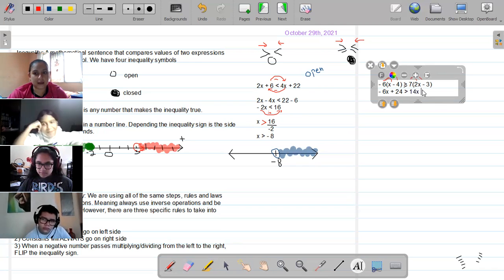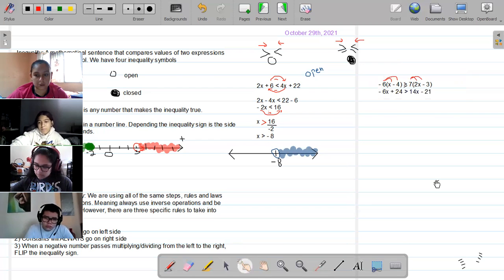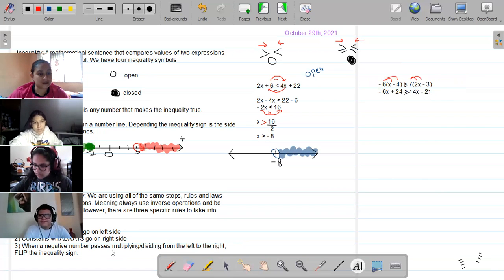14x. 7 times -3, negative 21, -21. Okay, now I'm going to place the or equal sign. That's why I have those lines in there. Okay, let's continue. Now, we're going to apply the 3 rules where constants go on the right and variables on the left.